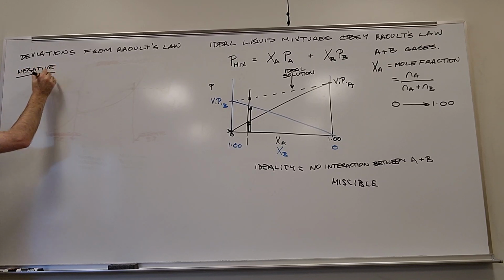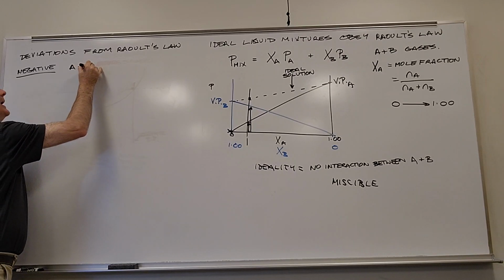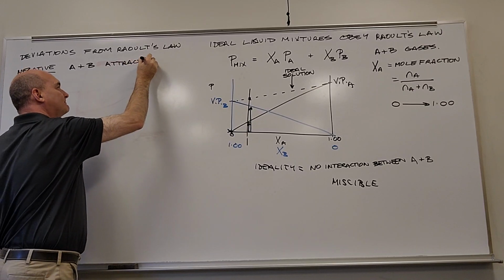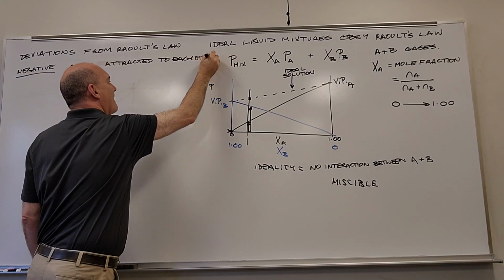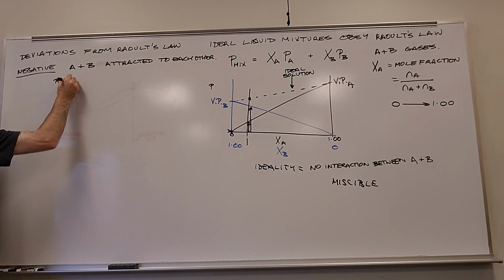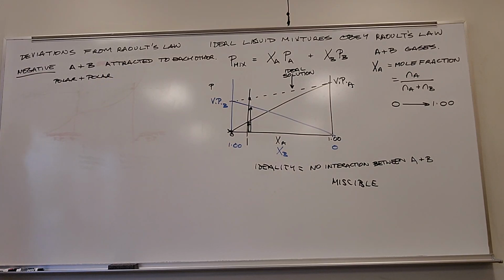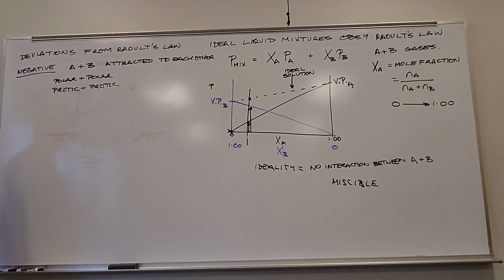There are two deviations from Raoult's law. One's what we call a negative deviation. This happens when A and B are attracted to each other. This would happen when this is polar and that is polar. Or really specifically, when this is protic and that is protic. Do we understand what protic means?